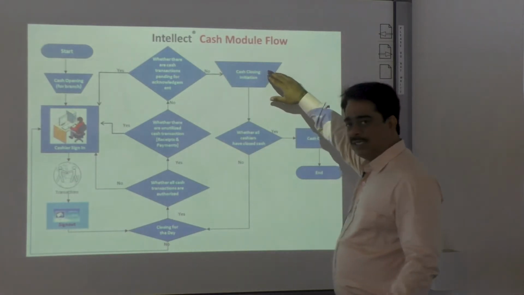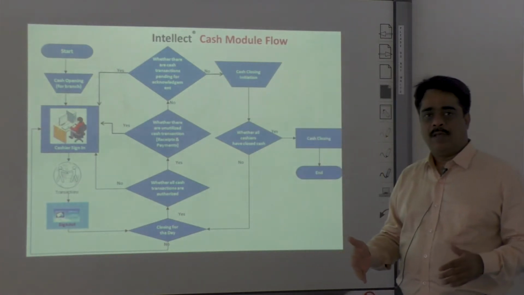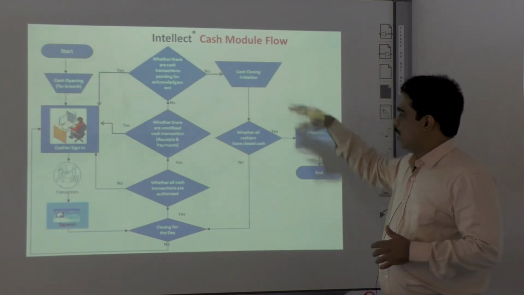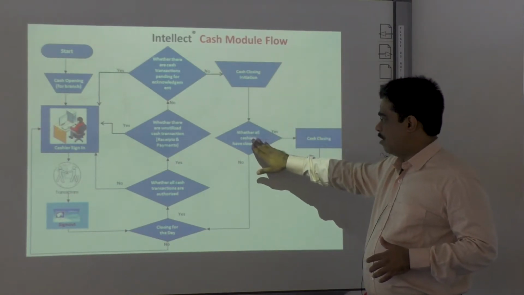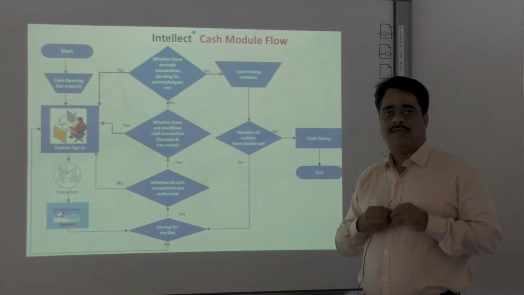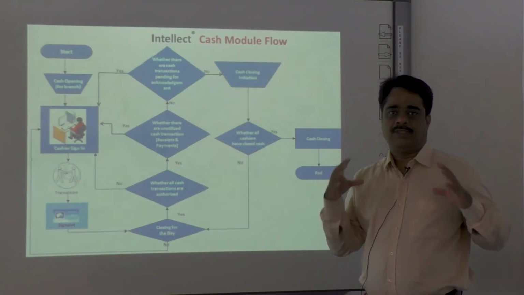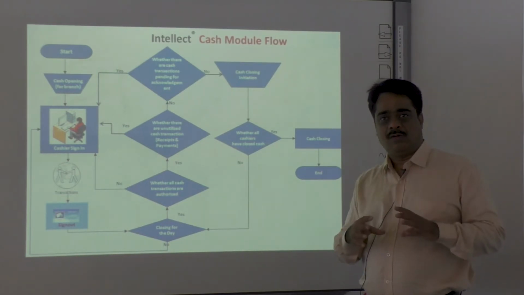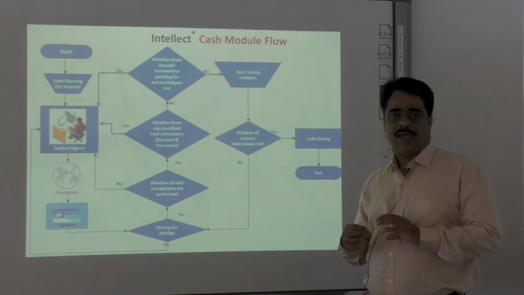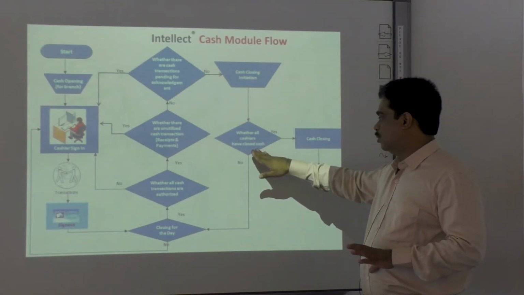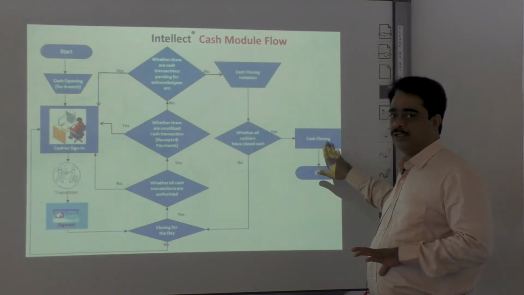So the cash closing initiation, again, will be done by the chief cashier or a senior cashier. Then it will check whether all cashiers have been closed for that particular branch. If there are 5 cashiers in a specific branch, it checks whether all 5 cashiers have signed out and whether they have remitted the money back to the vault. All those validations will be made. Once those validations are made, the cash closing will happen.